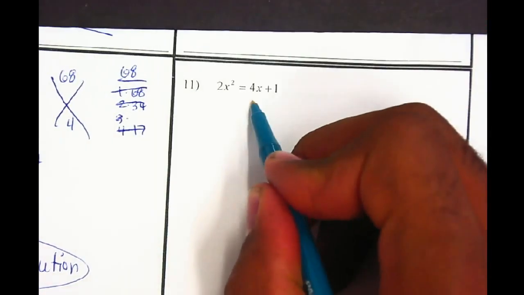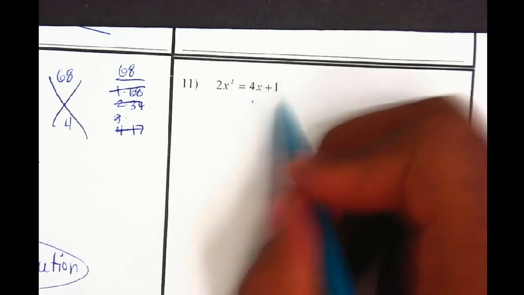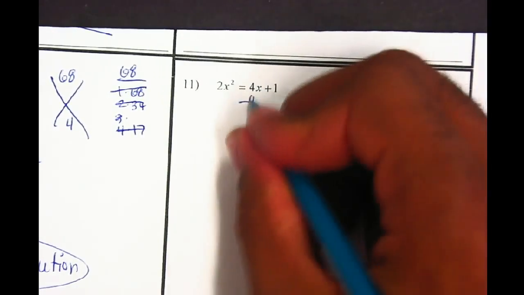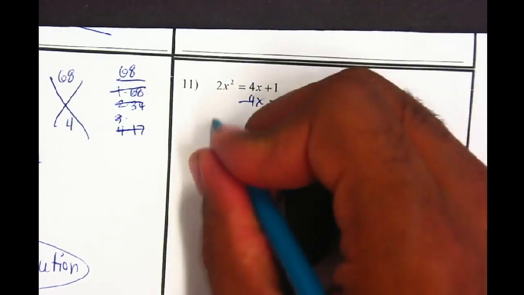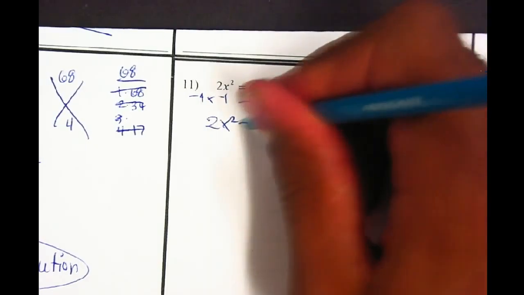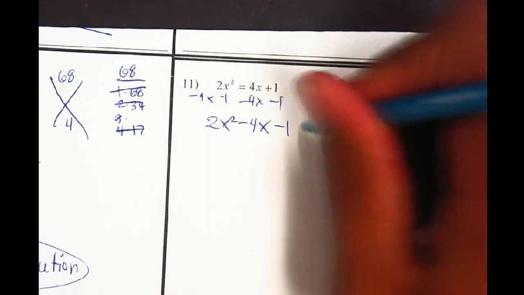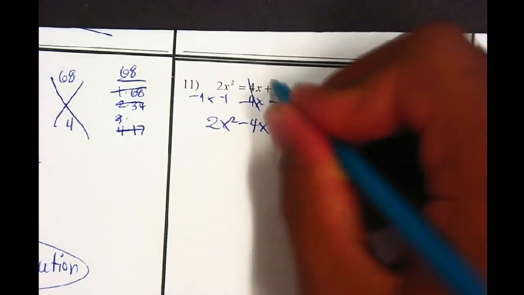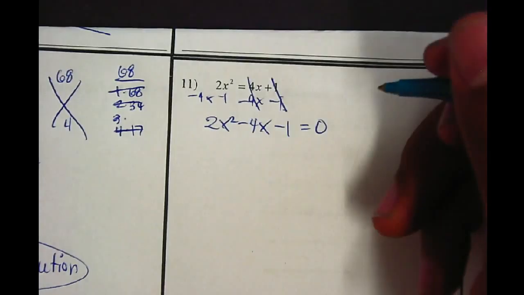Okay, so this one, well, let's see. I usually want everything to be on the left side. So let's minus the 4x here, minus the 1. And we'll do it to both sides, so minus 4x and minus 1. And now we'll have 2x squared minus 4x minus 1. So basically we just moved everything, equals 0.